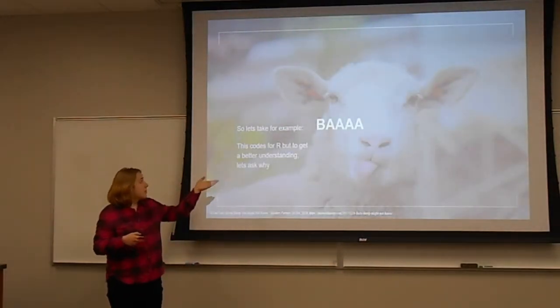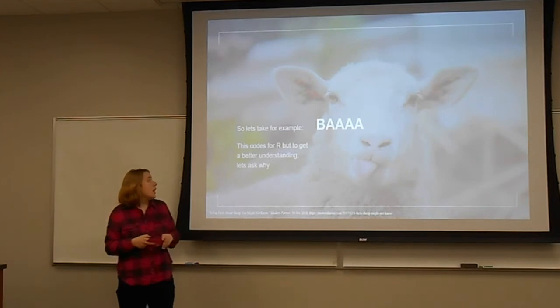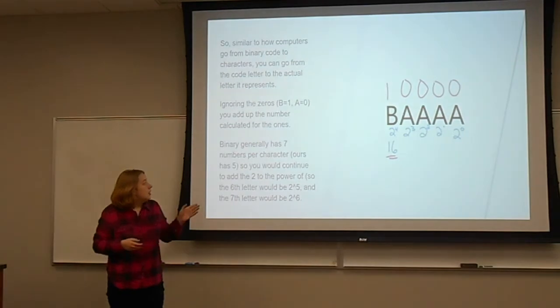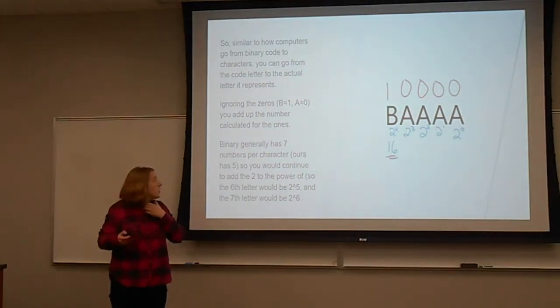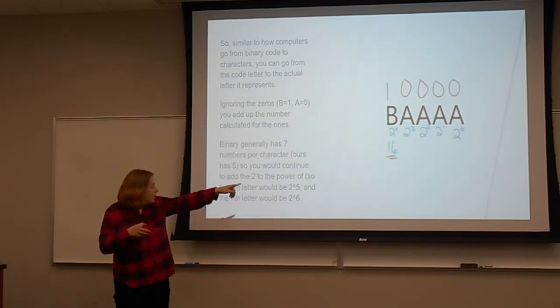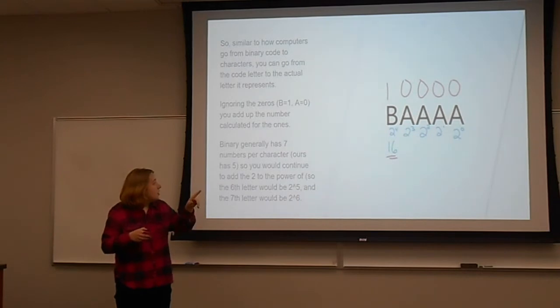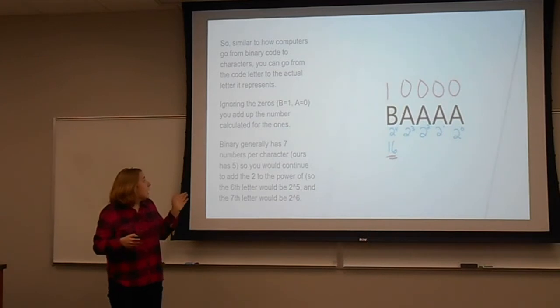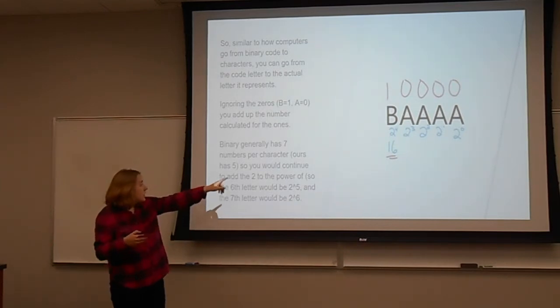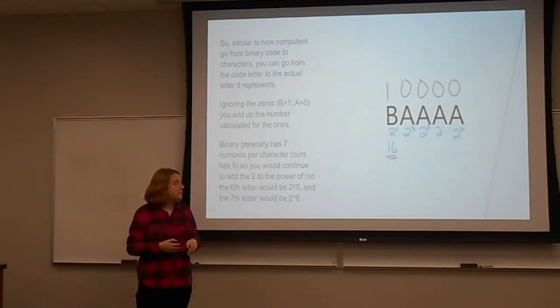For example, let's take that code right there, BAAAA, which translates to R. This is how it works, and how computers also read it. Starting from the last letter to the first letter, you take 2 to the power of 0, 1, 2, 3, 4. Generally, binary numbers on the computer have 7 digits because they like to include symbols and exclamation marks. So you just continue with 2 to the power of 5, 2 to the power of 6, etc.